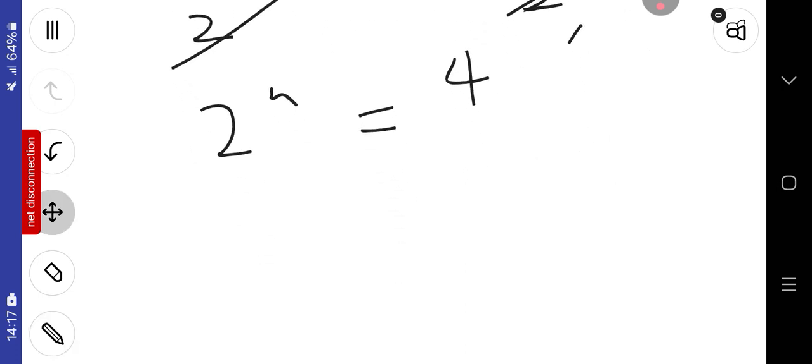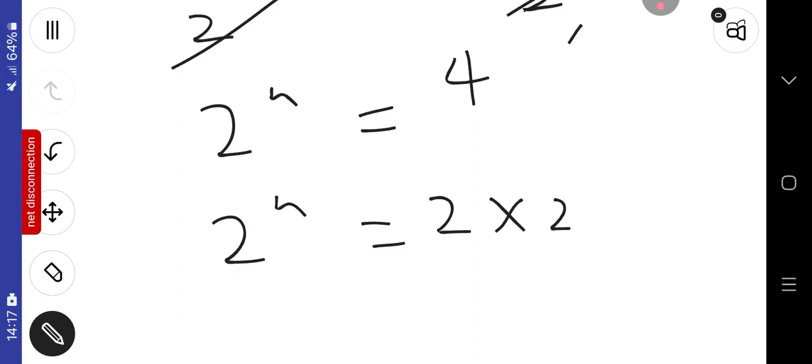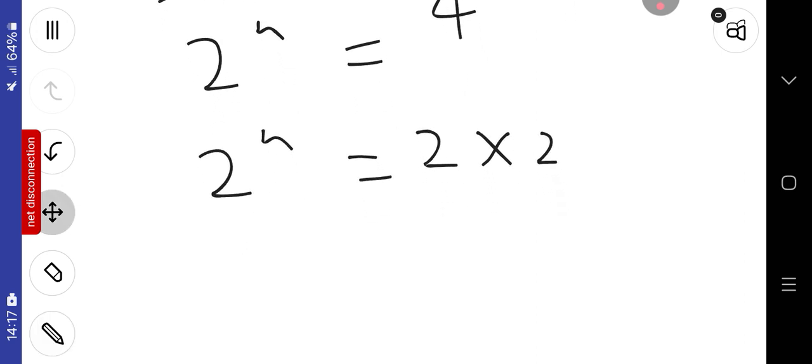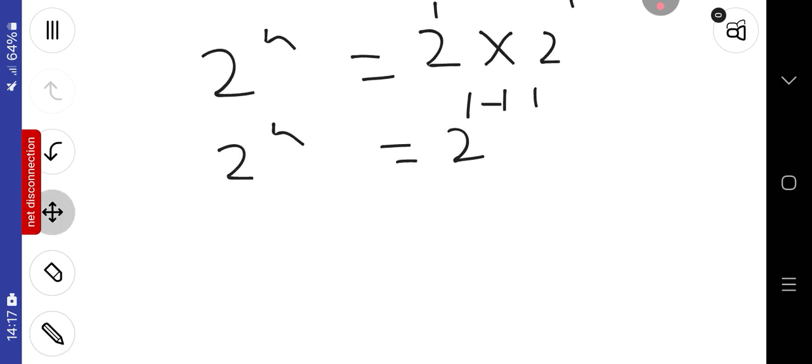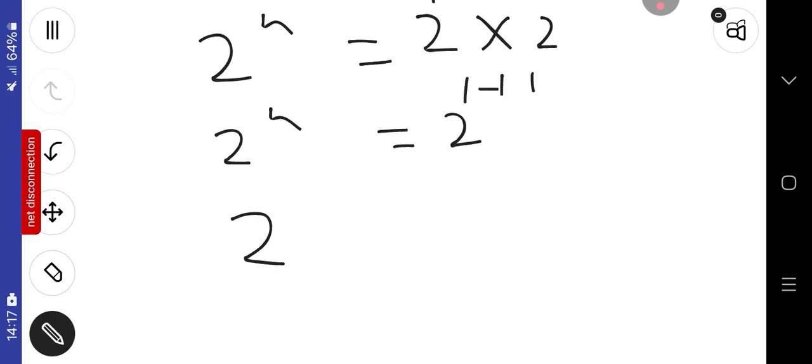So 2 exponent n is equal to 4, which is the same as 2 times 2. Each has a power of 1. In indices, when the bases are the same and they are multiplying, we add exponents. So 2 exponent 1 plus 1, and you're going to have 2 exponent n is equal to 2 exponent 2.